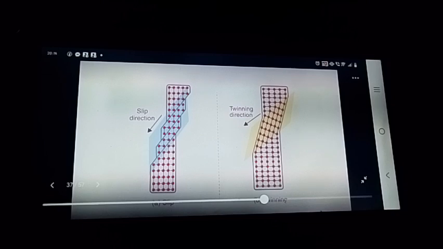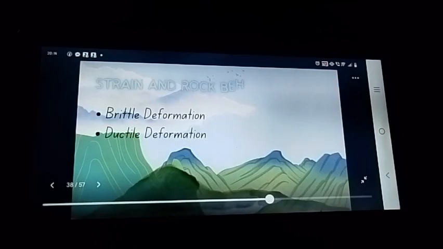Rocks can behave plastically under high stress levels. They deform permanently even after the stress is removed. Think of clay. You can mold it and then it will stay in the shape. Rocks under high stress levels behave similarly, permanently changing shape. Now, these are the types of strain and rock behavior: brittle deformation and ductile deformation.